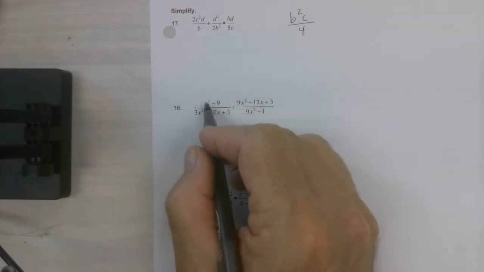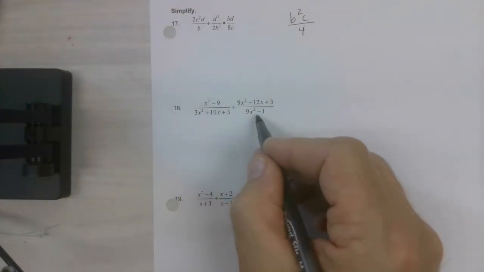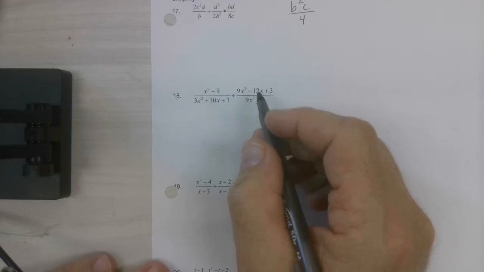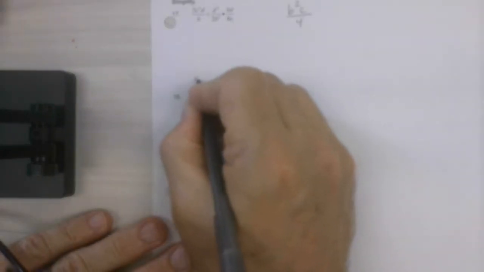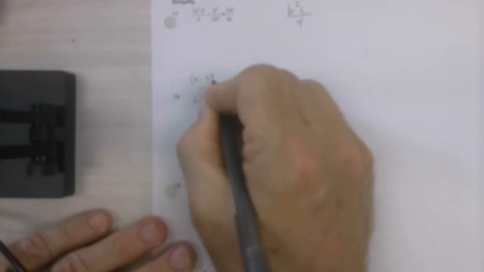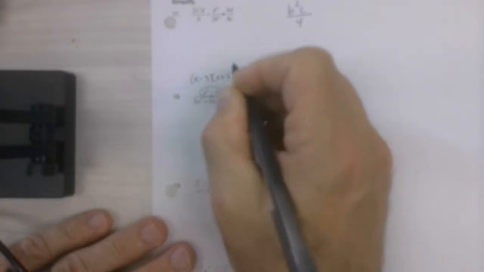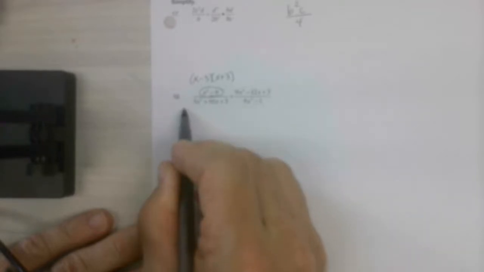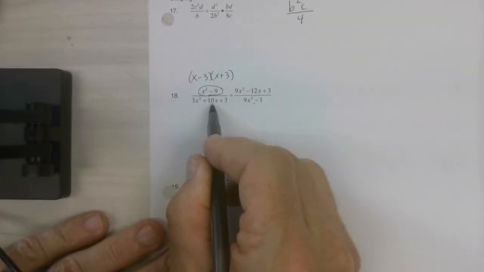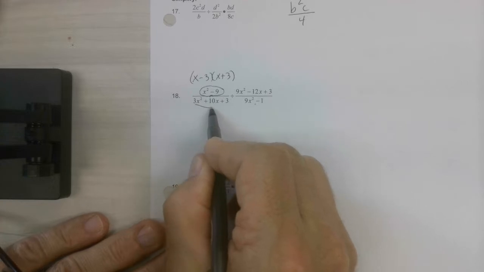So this is a factor special. This is a difference of two squares, so I know that turns into x minus 3 and x plus 3. If I look at this, I should ask myself, hey, is there something I can factor out right away? And the answer is no. So we've got to treat this like a not a 1.